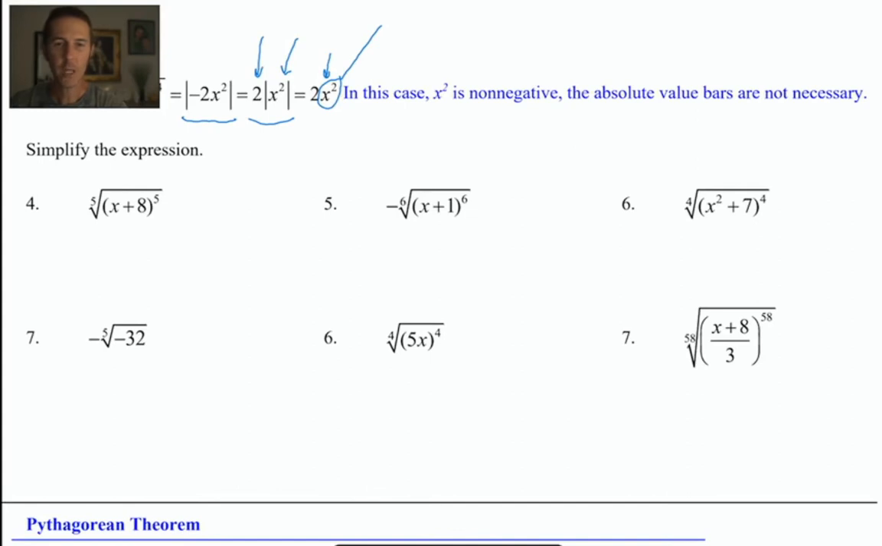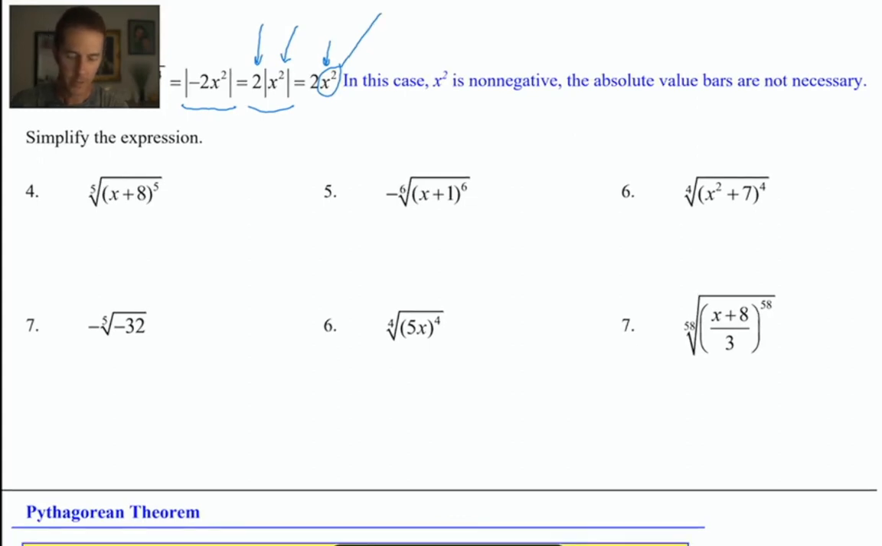And then this is a great way to get some practice in trying to remember all of those things. Here you've got the odd index, so let's look at one of these. Since it's an odd index, we don't have to worry about any absolute value bars. The final answer is going to be simply x plus 8.